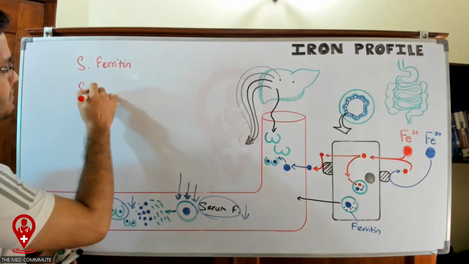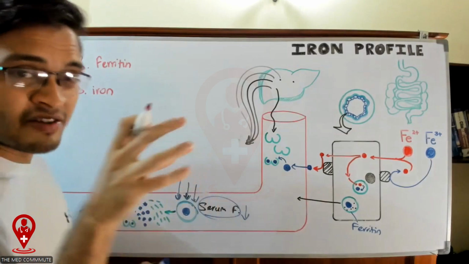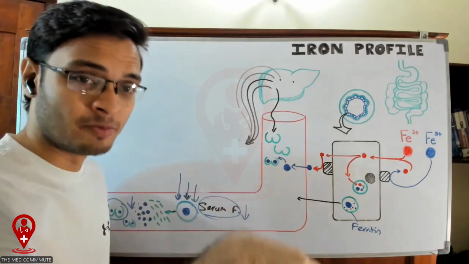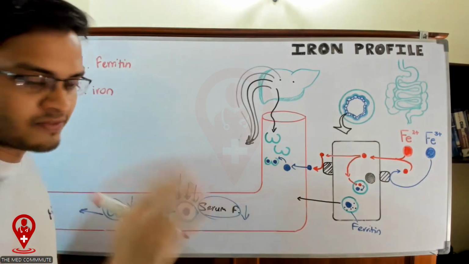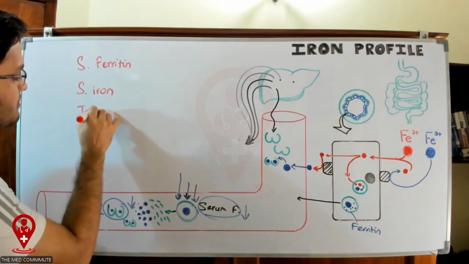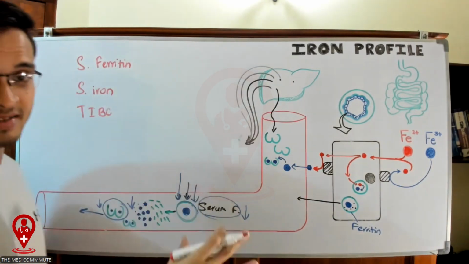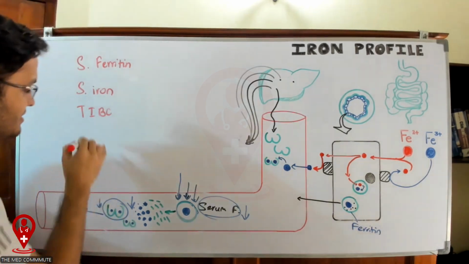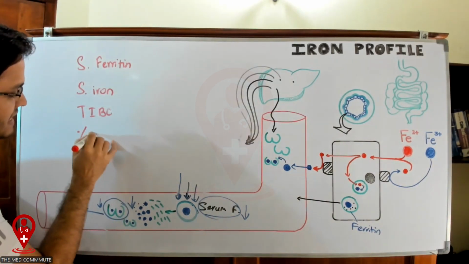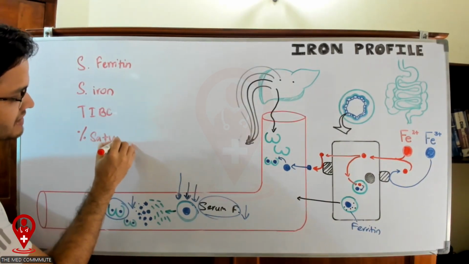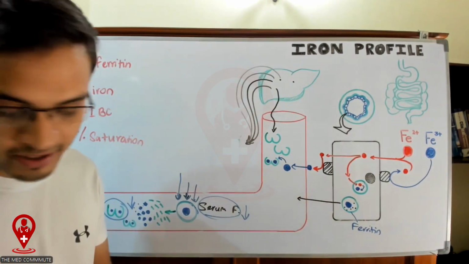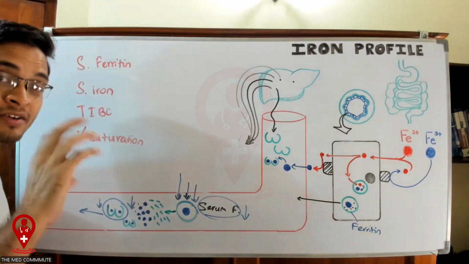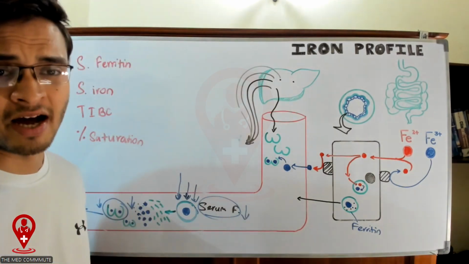What was our serum iron, guys? This was our ferric ions. Once they are loaded into the transferrin, we call it serum iron, right? The other thing is our total iron binding capacity, TIBC, which we've discussed already. And the last one is our percentage saturation. What is this percentage saturation, guys? How much of the transferrin has been saturated with iron, right?